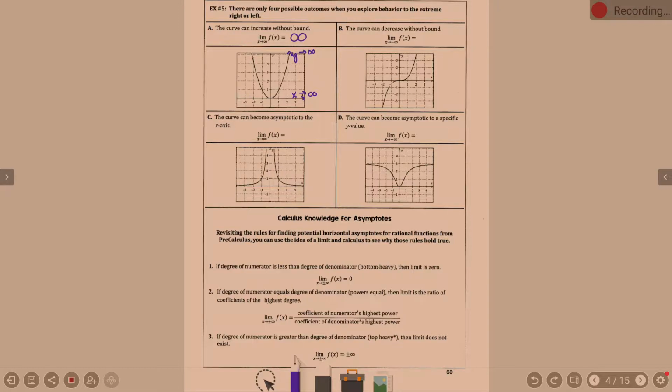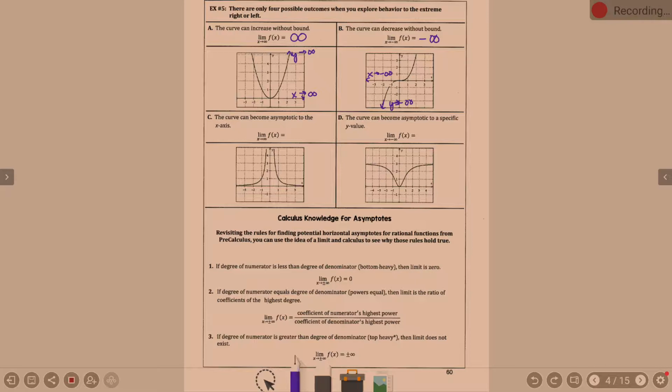A curve can decrease without bound. So it can increase without bound and go to infinity, or it can decrease without bound. So this one, as x approaches negative infinity, as we go to the left, where is my graph going? It is going down, yes? So it's going down to negative infinity. Okay? So there's another option. The curve can become asymptotic.